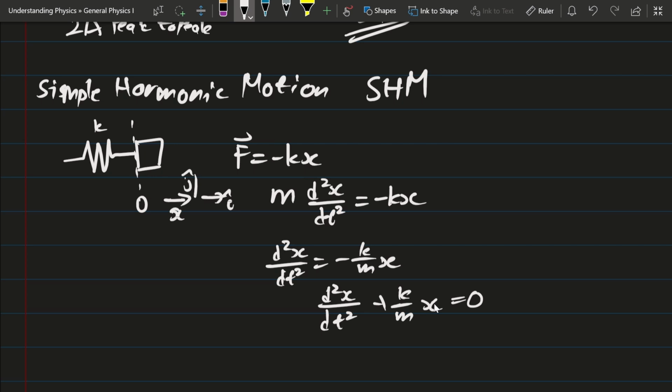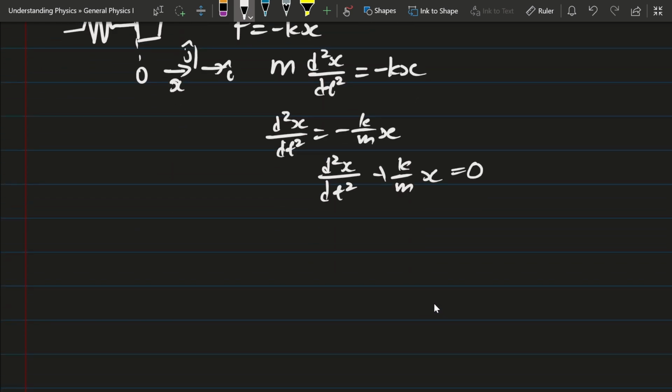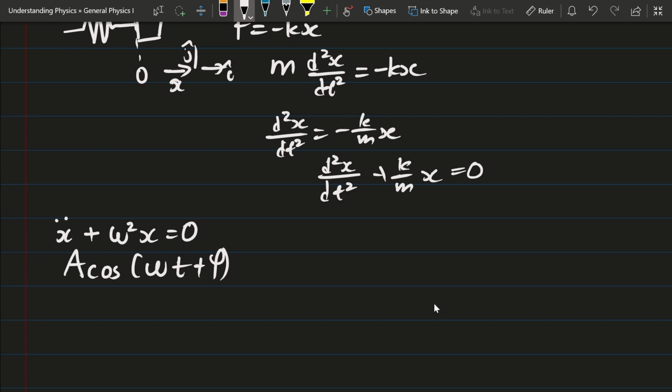So let's try to define something here. From mathematics, we have that the second derivative of x plus a value which we call omega squared x equal to 0 will have a certain solution. And the solution is the cosine of omega t plus phi, multiplied by an amplitude, which we call A. So this is the solution of this differential equation.